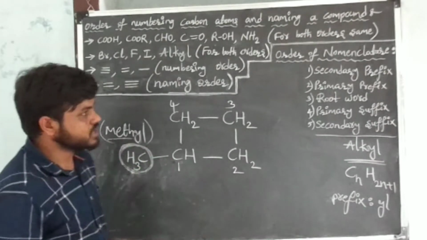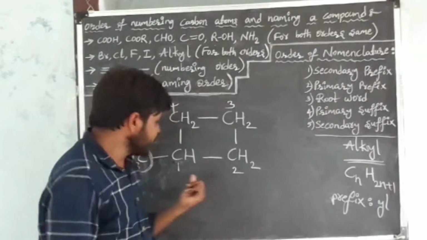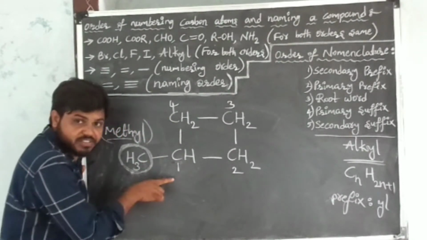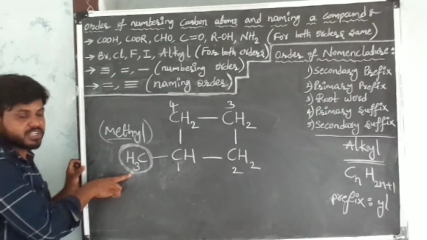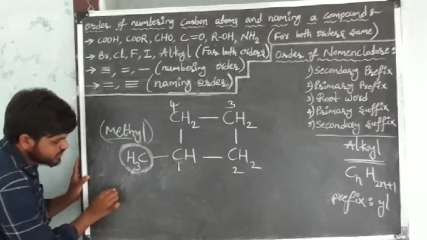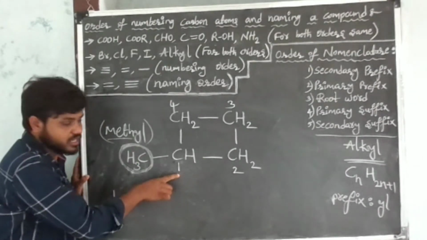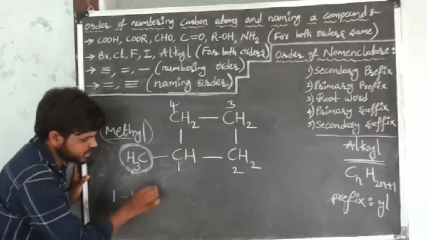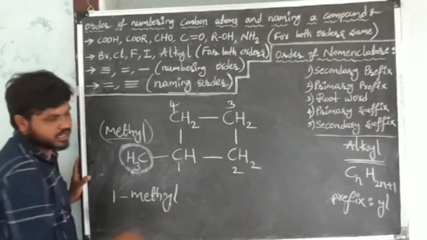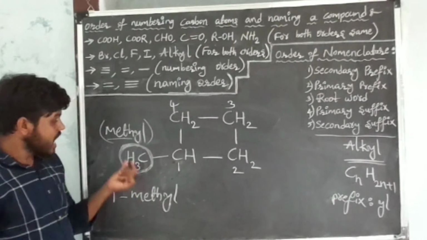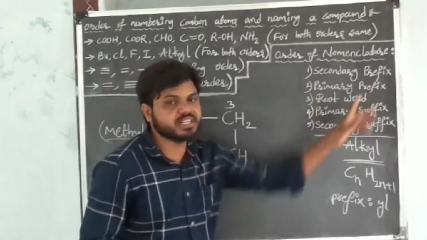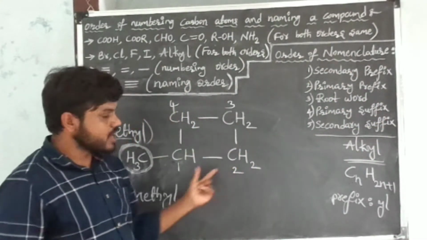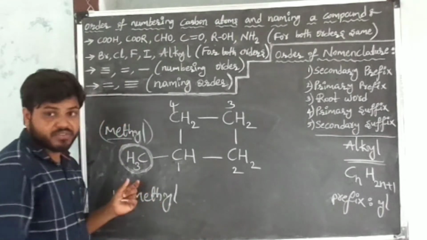After giving numbers, write the secondary prefix. What is the secondary prefix here? Methyl. First write the position of the secondary prefix, then write the prefix name. So the position of the methyl is 1. After writing the position, write the prefix of methyl. The prefix of methyl is methyl. I wrote position and prefix. After writing prefix, go to the primary prefix. What is the primary prefix here? Cyclic. In the given carbon compound, is cyclic there? The prefix of cyclic is what?